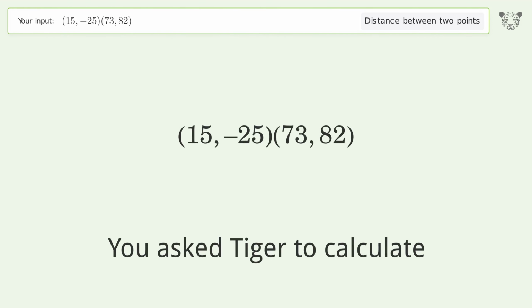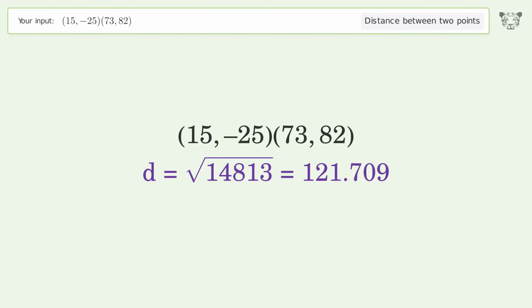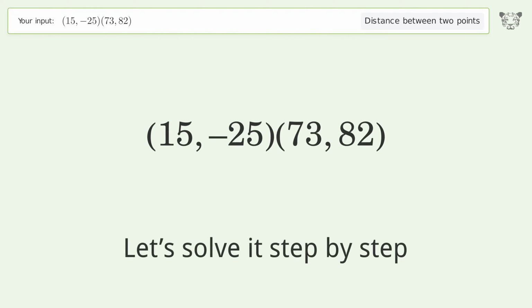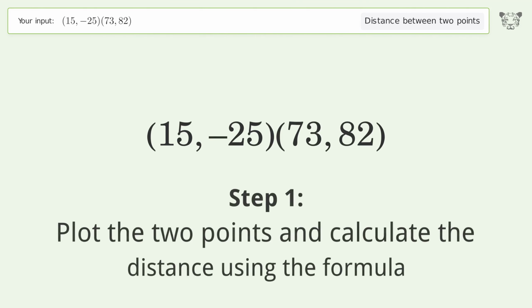You ask Tiger to calculate. This deals with the distance between 2 points. The distance between the 2 points is the square root of 14,813, or 121.709. Let's solve it step by step. Plot the 2 points and calculate the distance using the formula.